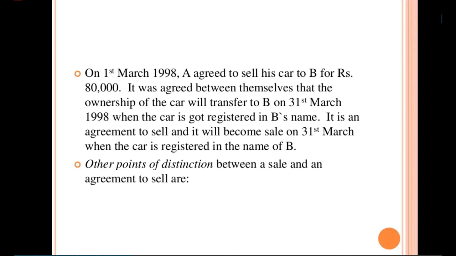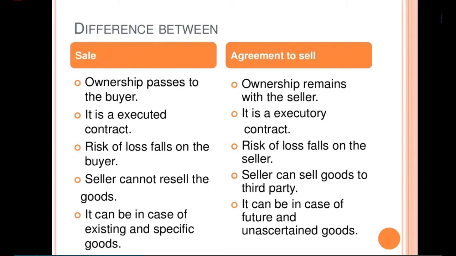The other points of distinction between sale and agreement to sell are here. Difference: in a sale, ownership passes to the buyer; in an agreement to sell, ownership remains with the seller till the time he transfers his ownership to the next person. A sale is an executed contract, and an agreement to sell is an executory contract. It has to be executed, that's why it is an executory contract. In a sale, the risk of loss falls on the buyer, and in an agreement to sell, the risk of loss falls on the seller. In a sale, the seller cannot resell the goods.